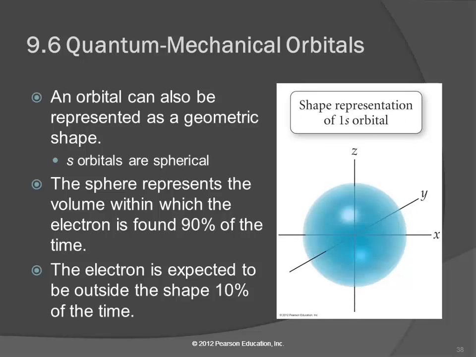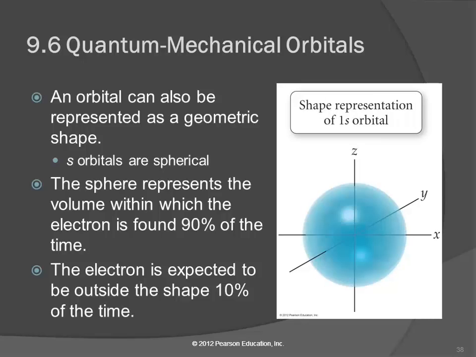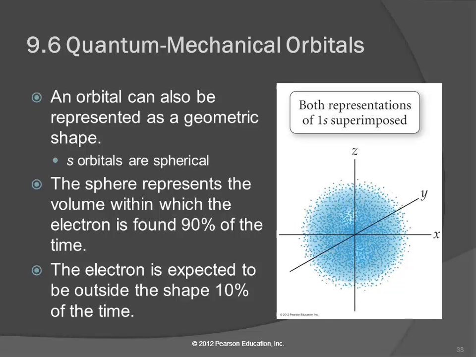So we can superimpose those, so watch this. See that? Now we've got the dots on top of the sphere. Did you miss it? We'll do it again. So the sphere represents the high density part, where 90% of the dots are.